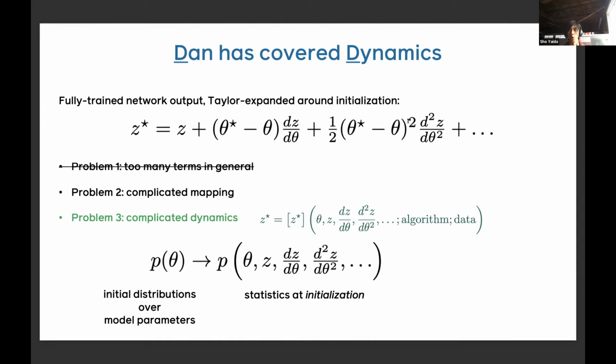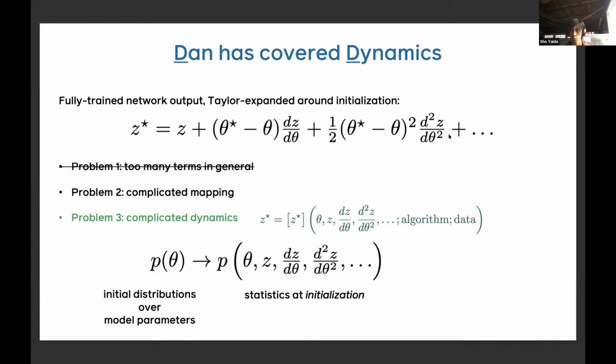Okay. And in particular, he got the solution of z star in terms of z, dz, d zeta, and so on at initialization. In the linear dynamics case, he had algorithm independence. In the quadratic dynamics case, you start to have some dependence on the algorithm. Okay, so that's what Dan has done.